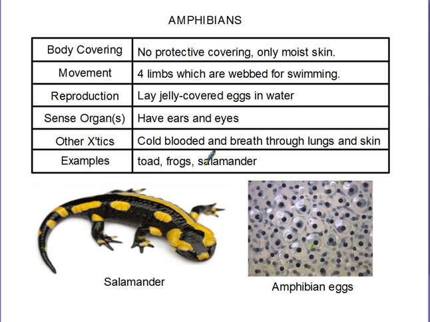They are cold-blooded and breathe through their lungs and skin. Now, being able to breathe through their lungs ensures that they can live on land, and being able to breathe through the skin ensures that they can live in water. Examples are toad, frogs, and then salamander, just as we see here.